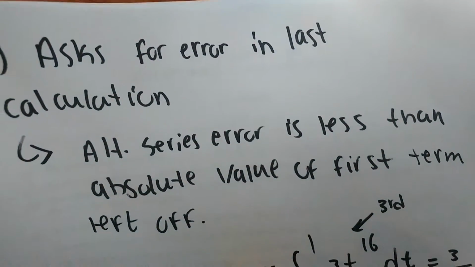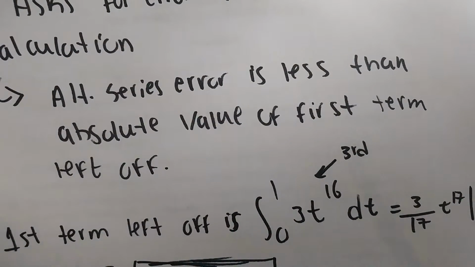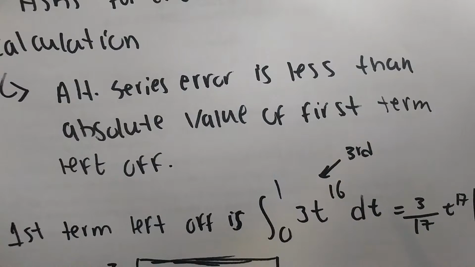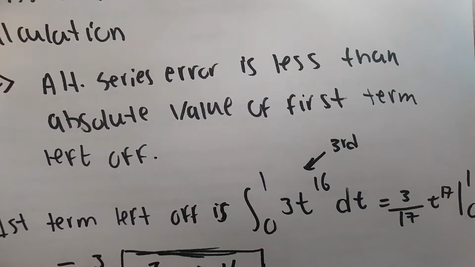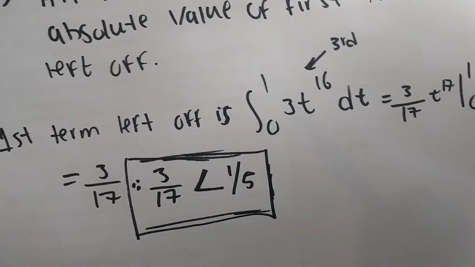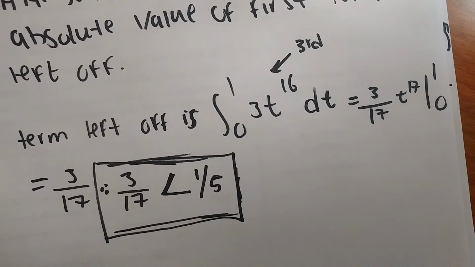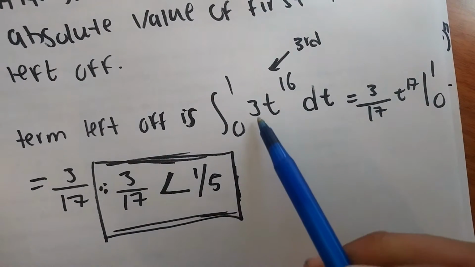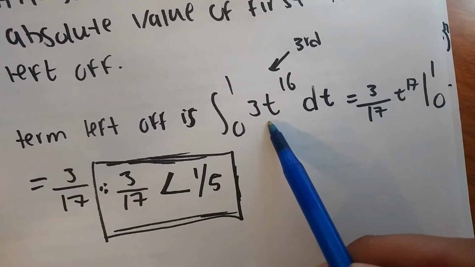Now for part D. All part D is asking for is the error in the last calculation, and we need to know that the alternating series error is less than the absolute value of the first term left off. It's just something that we need to know. So the first term left off is going to be the integral from 0 to 1 of 3t to the 16th, and if you go back and look, this is my next term, the third term in the series.